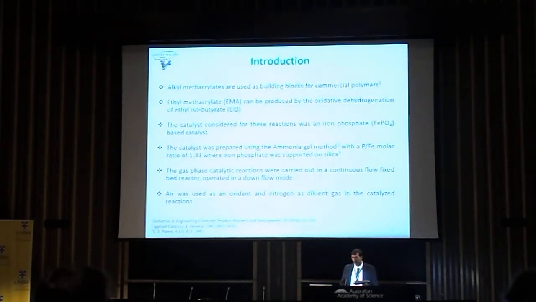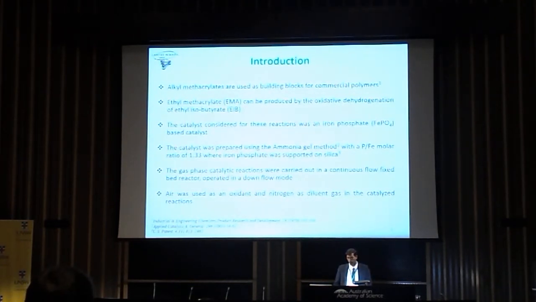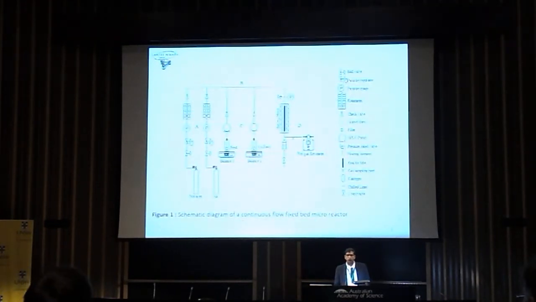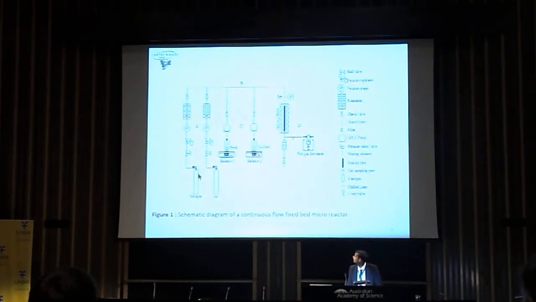This catalyst was tested in a gas phase catalytic reactor, a continuous fixed bed microflow reactor in downflow mode. In these reactions, air was used as an oxidant and nitrogen was used as a diluent. To get more insight, let me show the schematic diagram of the reactor, which shows two cylinders of nitrogen and air, high pressure gases that go towards the reactor, and the feed is pumped through high pressure pumps.